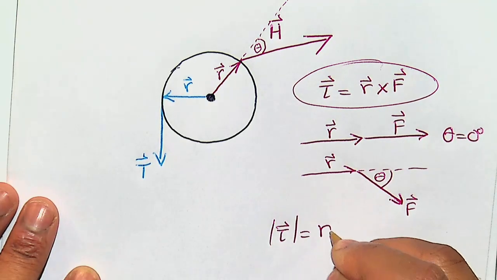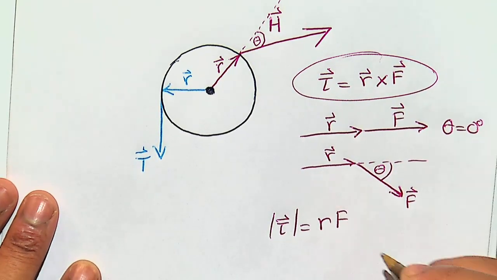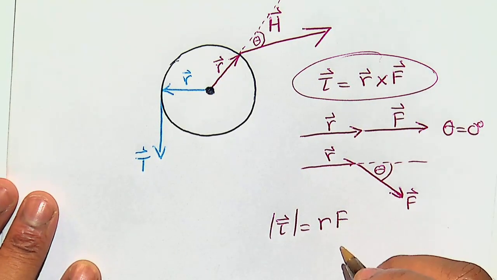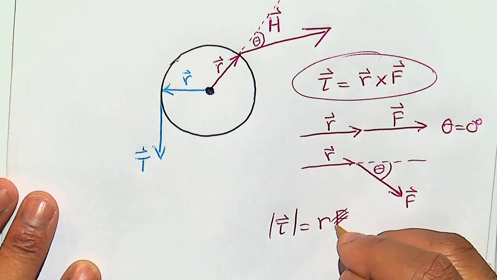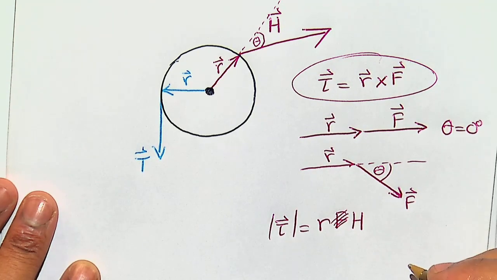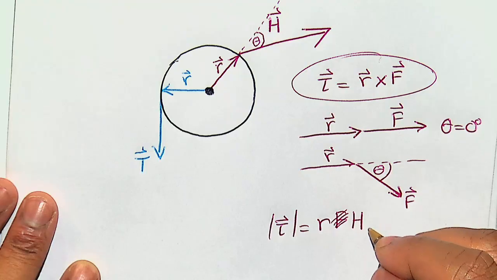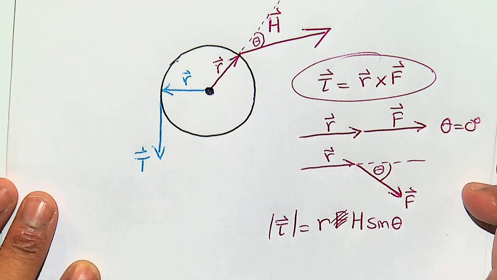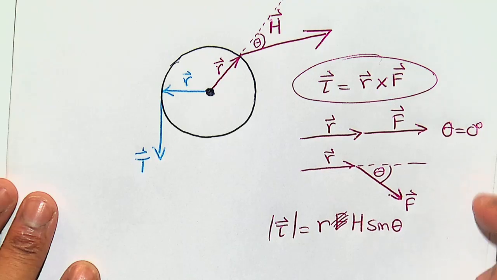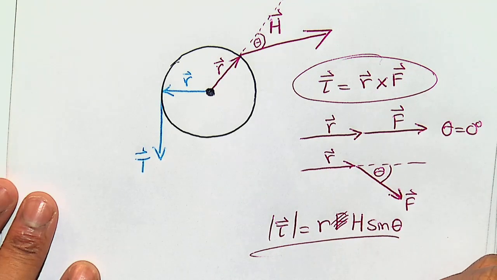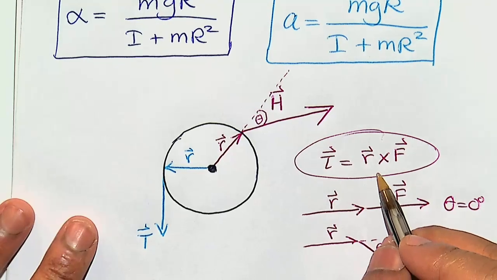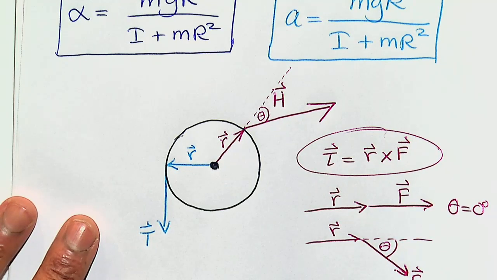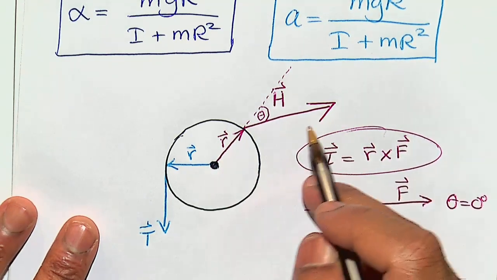What is the magnitude of R, and what is the force magnitude? Actually, let's not write F, let's say H. So what's R, what's H, and then the sine of the angle between them. If you know the angle, then you should be able to find what the magnitude is. Now, the direction comes from the right-hand rule, and you can still use it on these.